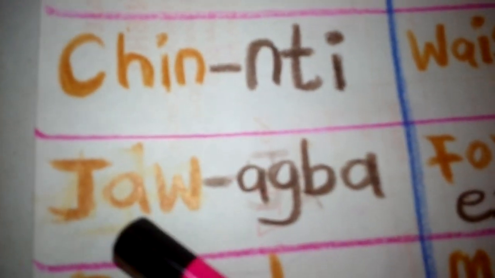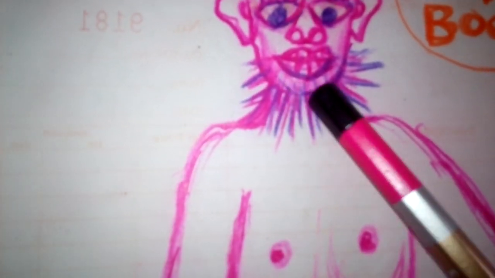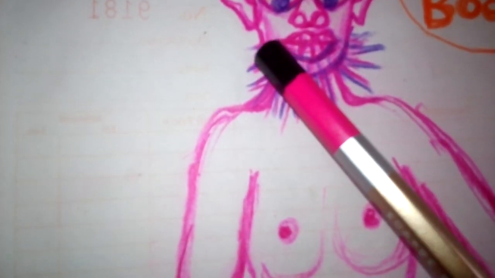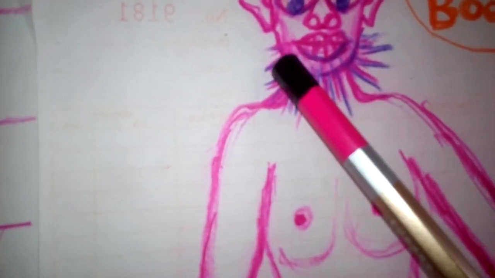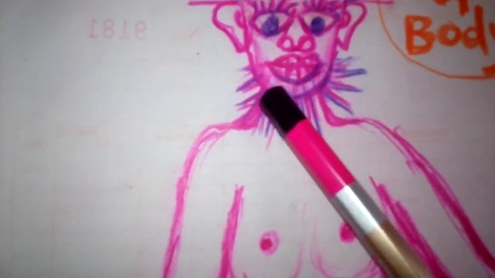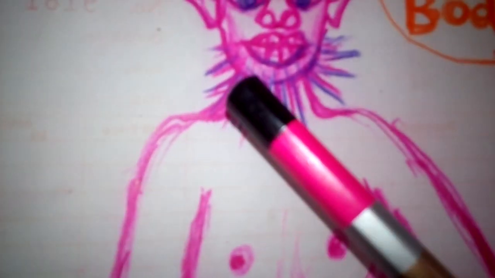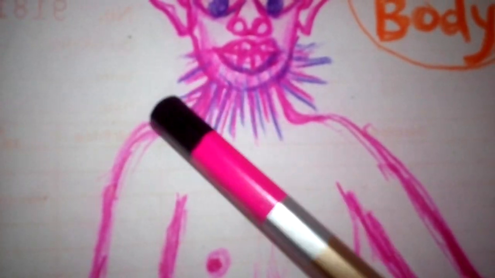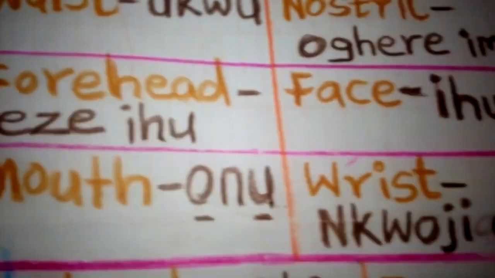Chin. Okay. Jaw, agba. Agba is this part of the head where the beard grows. This lower part of the head is called jaw, agba. Beard or mustache, some people call it mustache, afo onu. The hairs on the jaw are called afo onu.